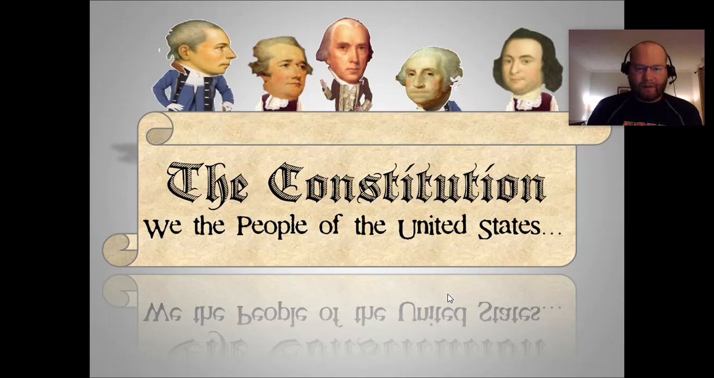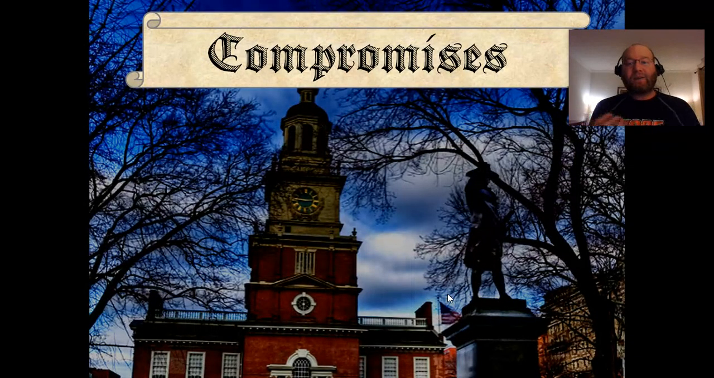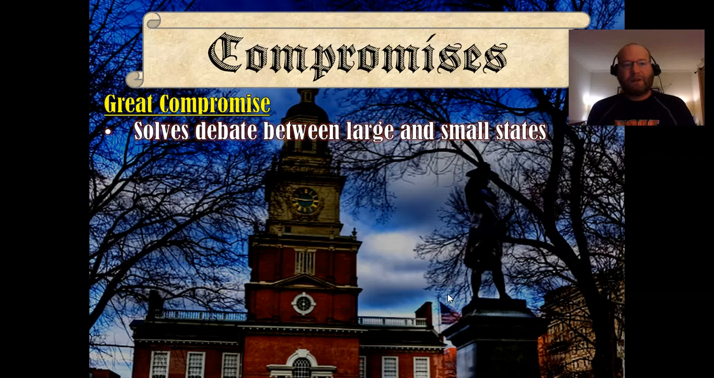And so they start to draft the Constitution. We, the people, is how it starts. Hopefully you guys are all familiar with that. And they have to start to come up with some compromises for this thing to be signed. Obviously, we've got the big states wanting certain things. We've got the smaller states wanting certain things. And so one of the big compromises, the Great Compromise, as we call it today, solves the debate between those large and small states.